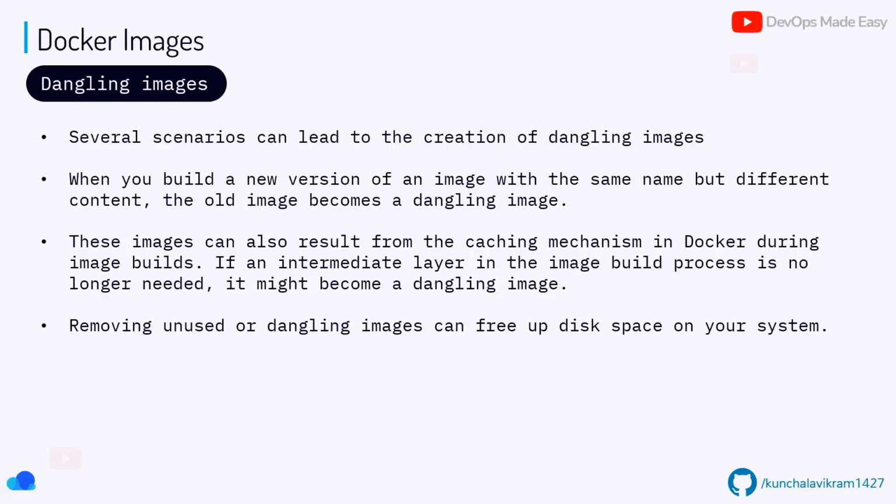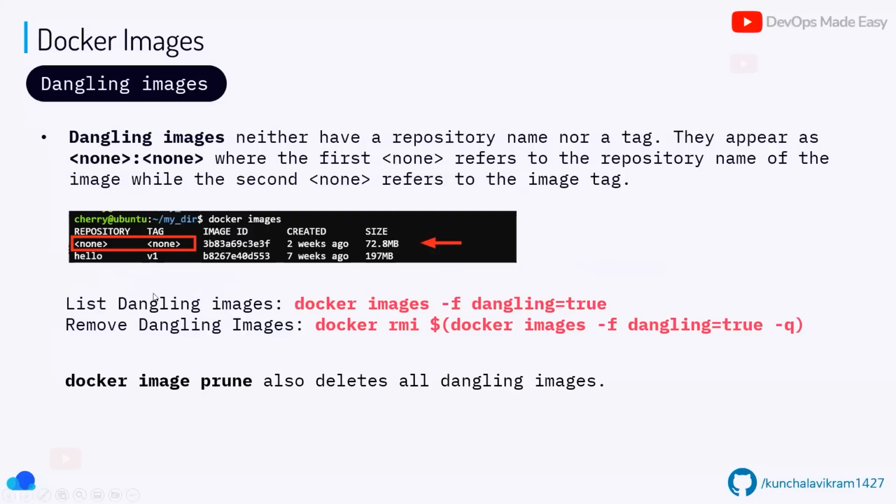Or else, let's say you created an image earlier, and then you replace that image with a new version and a new tag. Then the old version becomes a dangling image, where it is not pointing to any name and tag. So dangling images are pretty common. When you have a lot of dangling images, you can directly run the docker image prune command. It will delete all the dangling images.